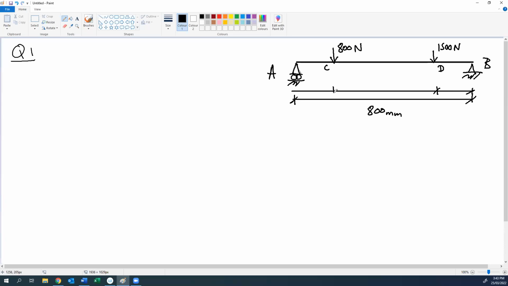The distances from A to C, C to D, and D to B are 125 millimeter, 600 millimeter, and 75 millimeter. This is the beam AB with the loads and the distances. What is the first step to calculate the shear force and bending moment at points C and D? What do we need to do first?